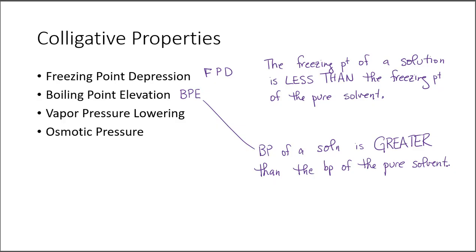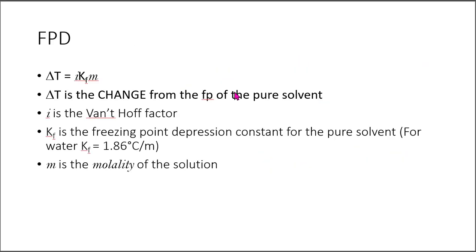Freezing point depression we use a lot, but boiling point elevation is a much smaller change. Then we'll talk about vapor pressure lowering and osmotic pressure. The big two are freezing point depression and boiling point elevation. So, freezing point depression.